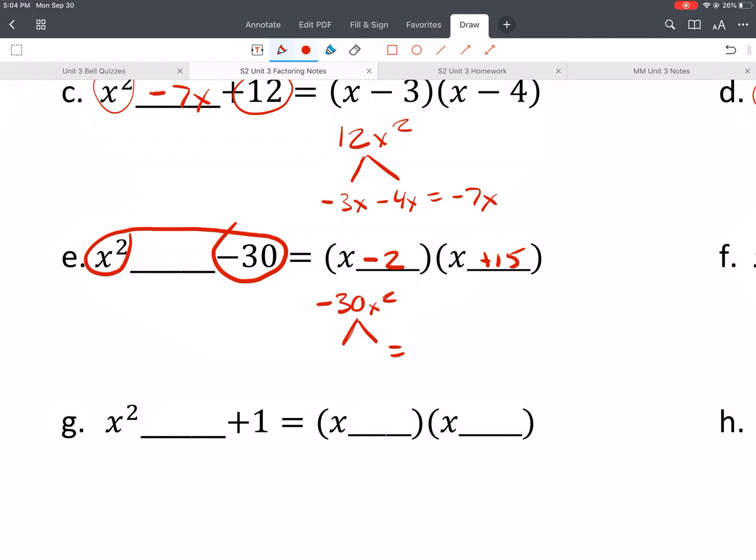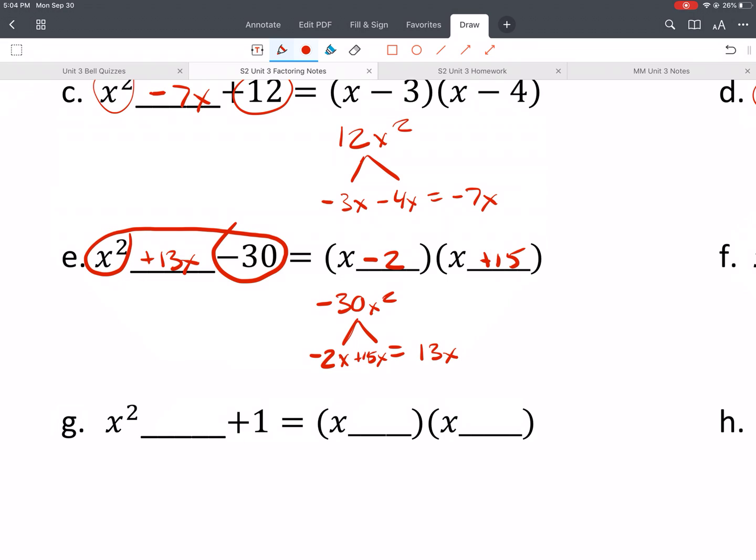Okay, there's so many choices that you can multiply to give us a negative 30. As long as you find those two numbers that will multiply to give us negative 30, then we would just fill in the rest. So negative 2x plus 15x, well, that ends up giving us 13x. So positive 13x. And that would be a solution.